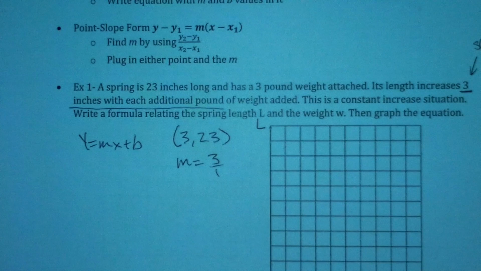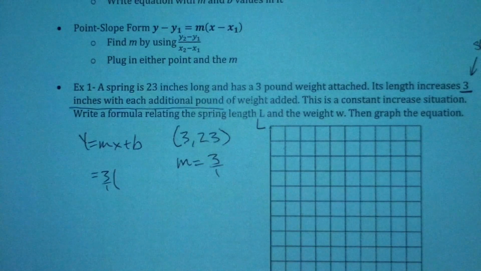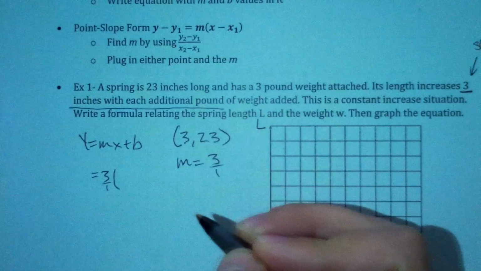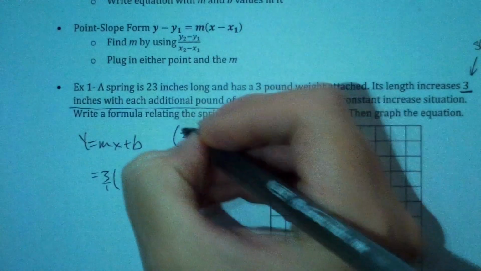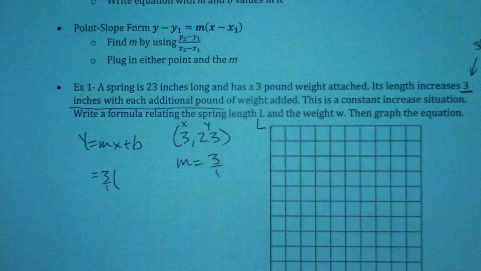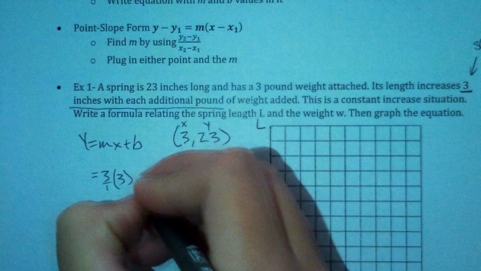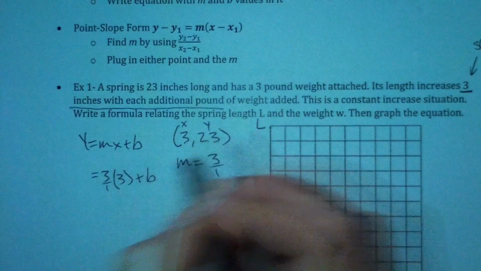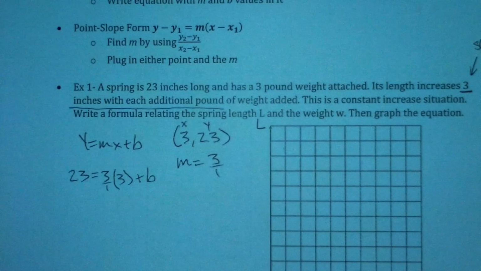Okay, what else? The 3 and the 23, right? So isn't that an x and a y we could plug in? Yeah, absolutely. So the x would be a 3. We don't know our b value, but the y is a 23. So isn't that something we could solve and get that b value? Yeah, because 3 times 3 is 9. So then we'll have 23 is equal to 9 plus b.